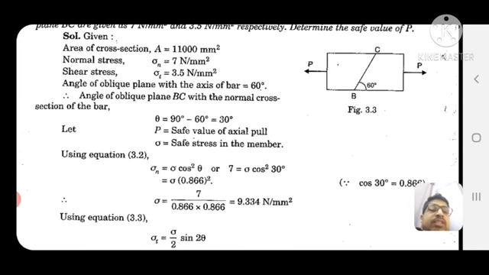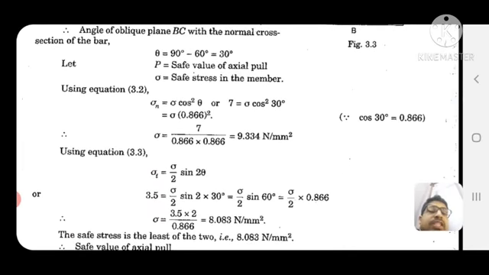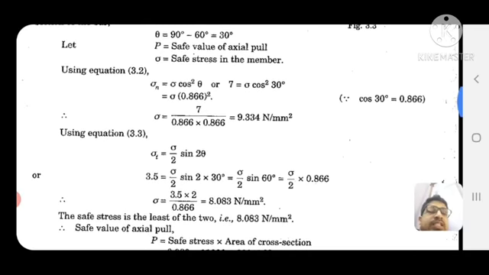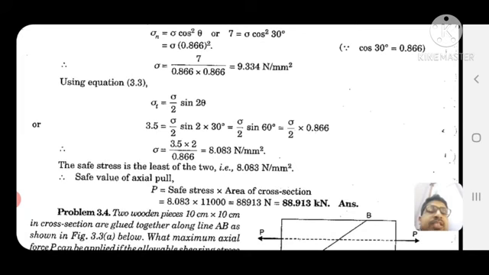So angle of oblique plane BC with the normal cross section of the bar theta is equal to 90 degree minus 60 degree, that is equal to 30 degree. P is equal to safe value of axial pull. Sigma is equal to safe stress in the member. Sigma n is equal to sigma cos square theta. 7 is equal to sigma cos square 30 degree. Sigma is equal to 7 divided by 0.866 into 0.866, 9.334 Newton per millimeter square.